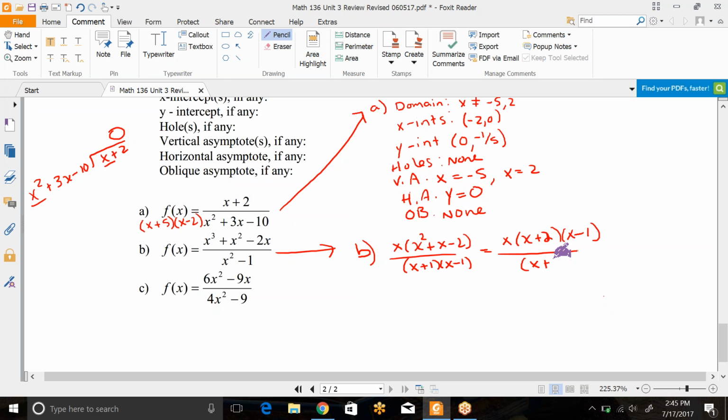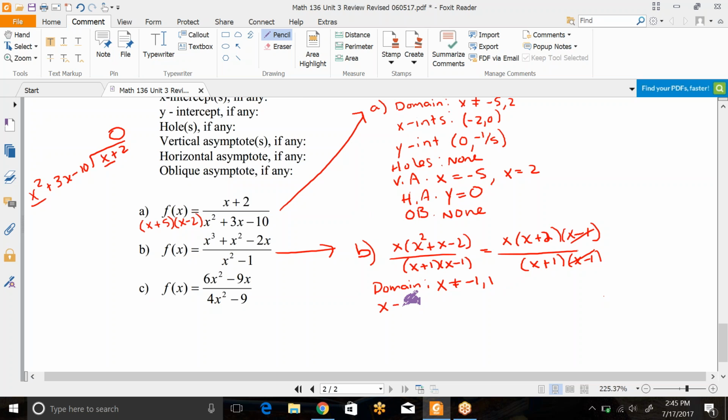So we're going to get a cancellation on this one of the x minus 1s. For the domain, the domain is still anything that was in the original denominator, so x cannot equal negative 1 or 1, regardless of whether or not those are vertical asymptotes or holes. They're both issues for the domain.